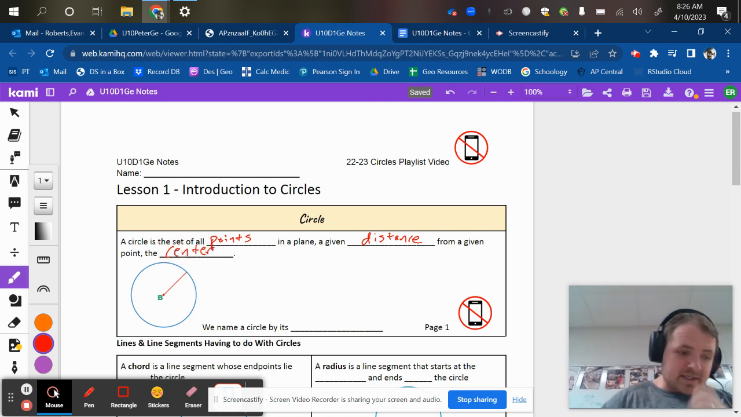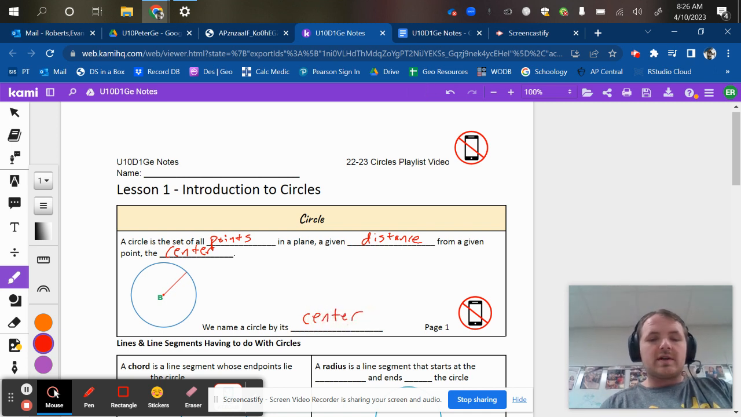So this one, the center is going to be B, right? And that's how we're going to name the circle. We name the circle by its center. Sometimes we'll even abbreviate it with a little dot like that and capital B for the point.